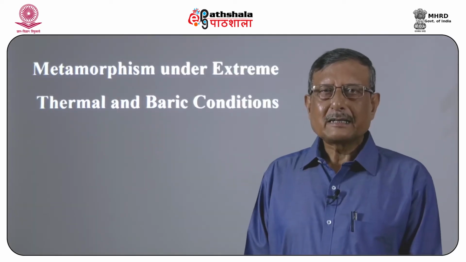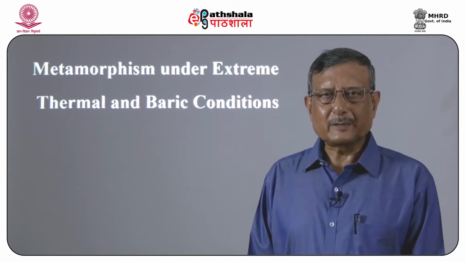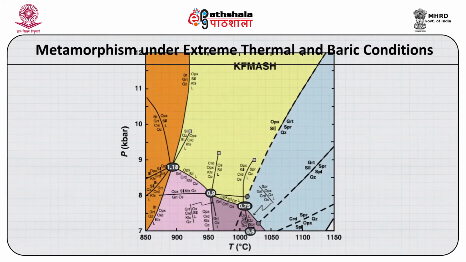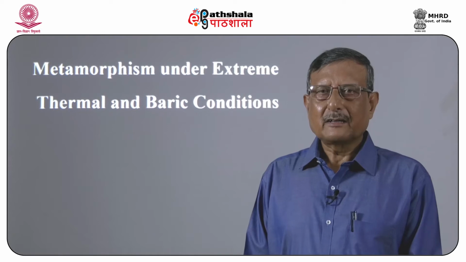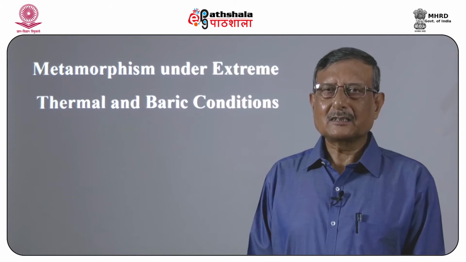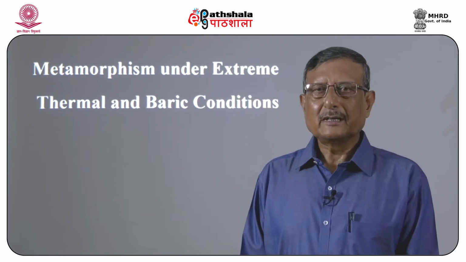Now, traditionally, UHT metamorphism is defined as where metamorphic temperatures exceed 900 degrees Celsius, and the pressure could be anything from 4 to 12 kilobars, corresponding to 15 to 40 kilometers of crustal depth. Most of the described UHT occurrences were metamorphosed at crustal pressures of 6 to 12 kilobars, mostly concentrating around 6 to 10 kilobars.